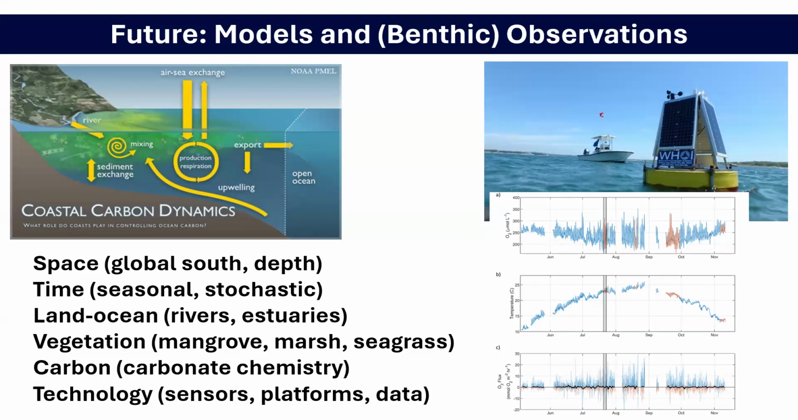I hope to get here in the future, where we can do this in space, get to the global south, do lots of depths, do it in time, catch seasonal things, and capture stochastic events that happen. We can begin to move closer to the coast and do vegetation, whether it's mangrove, marsh, seagrass, or kelp systems. We want to get to carbon, obviously, and understand the overall carbonate chemistry in the ocean. The way to get there is new technologies, sensors, and platforms, but that's going to be a longer road.